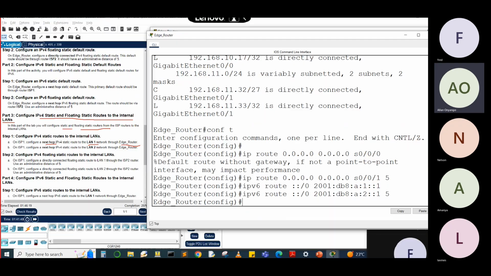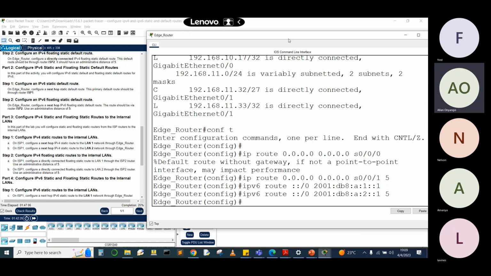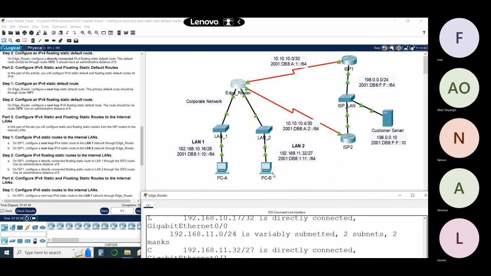So let's see what that scenario looks like. So here, on ISP1, which is right here, this is ISP1. We need to configure a next hop static route to LAN 1. You see the LAN 1 here? This is a remote network for ISP, but it needs to pass through the edge router. So from ISP1, it needs to go through the edge router.